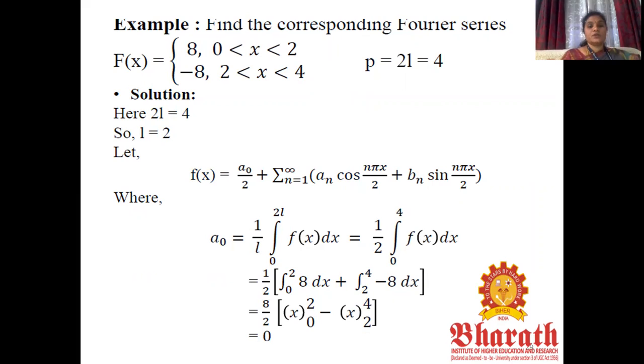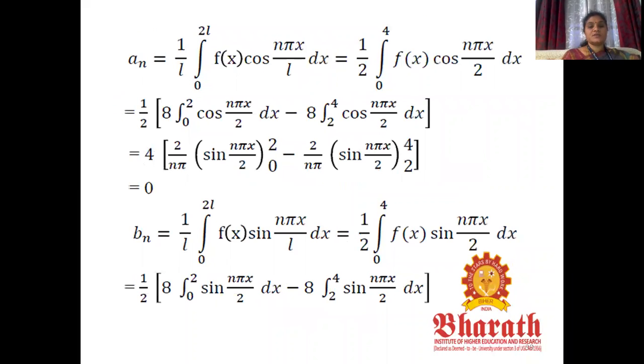So f of x is equal to a0 by 2 plus summation n equal to 1 to infinity of an cos n pi x by 2 plus bn sin n pi x by 2. a0 is equal to, substituting the values of the function 8 and minus 8 and integrating, we get a0 equal to 0. Similarly, an is equal to 1 by L according to the formula, 0 to 2L f of x cos n pi x by L into dx. The value of L we have found to be 2, so 1 by 2, integral over 0 to 4, f of x cos n pi x by 2 into dx. Now substituting the value of the function 8 and minus 8 and taking out the constant and integrating, we get the value of an to be equal to 0.